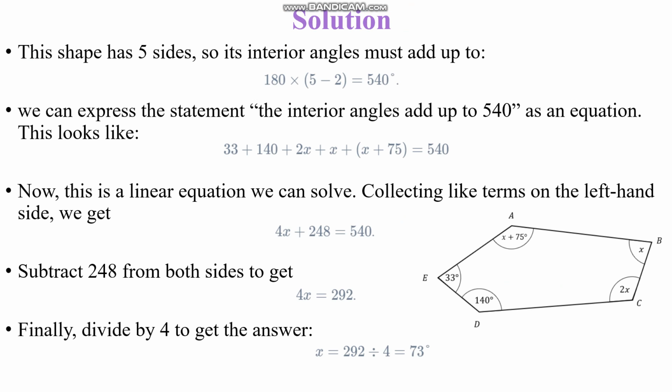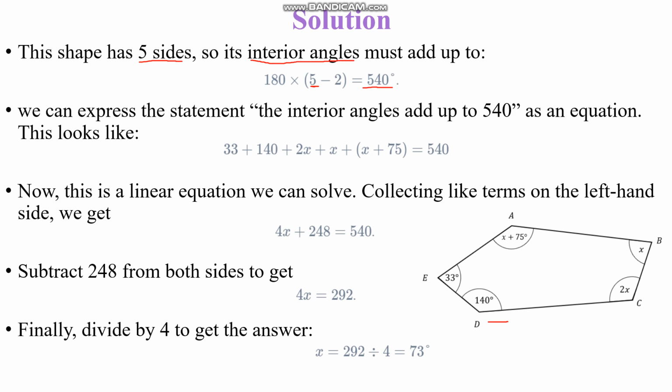So the first point we need to note is that this polygon we are given has 5 sides. So we need to calculate the total of its interior angles. All right, so using the formula that we learned, we do (n minus 2) times 180 degrees. In this case, our n is 5. So we do (5 minus 2) times 180 to get 540 degrees, which means that the total of the interior angles of this polygon is 540 degrees.